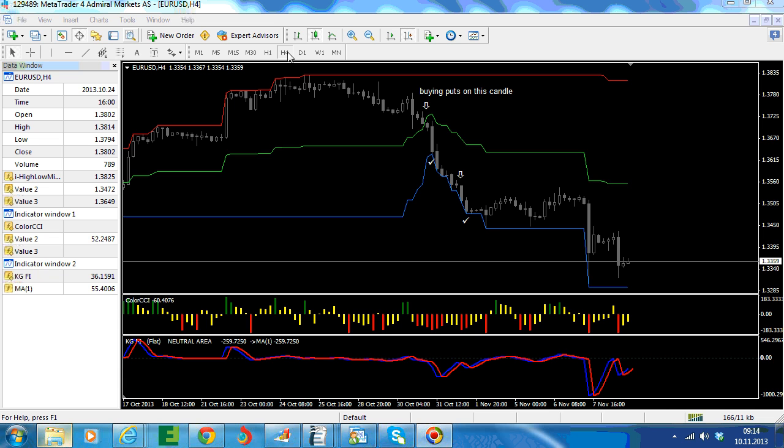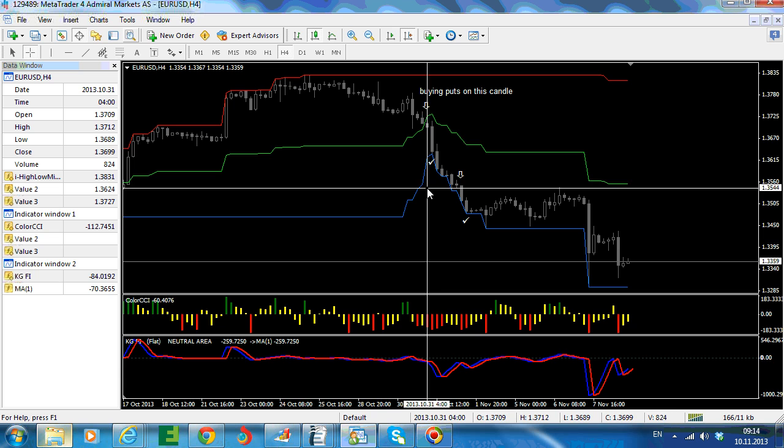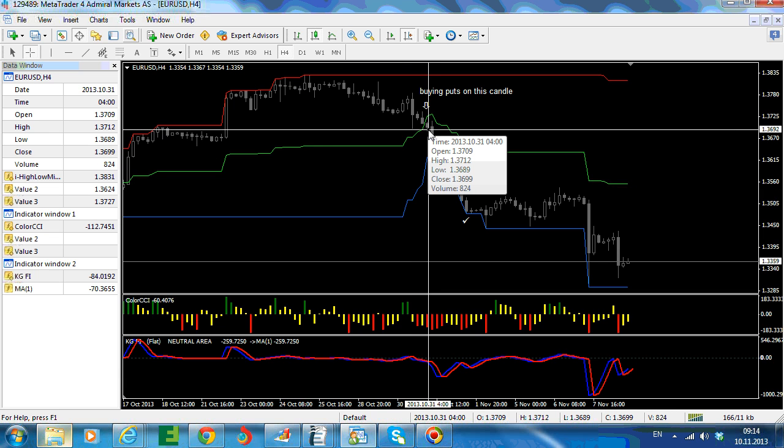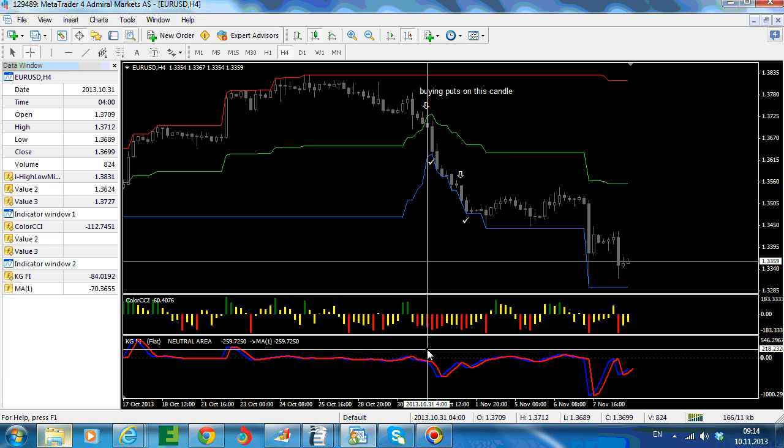It's supposed to take into consideration one entry based on when price is below the green line, so in the lower half of the channel, when you have a red breakout here, when the KGFI is below the moving average and below the zero, you should go in that direction, buying puts in this case, and the expiration date, or the exit if I may say so, should be the very next candle.